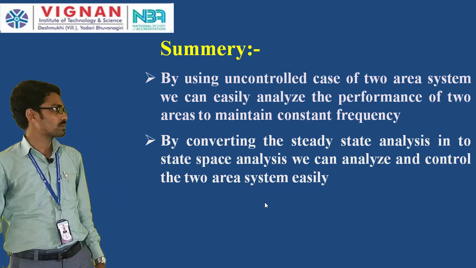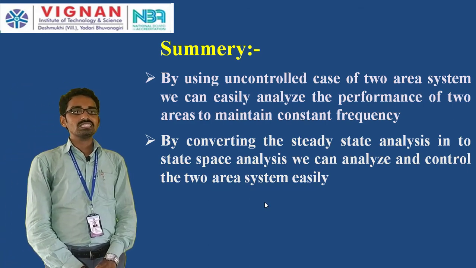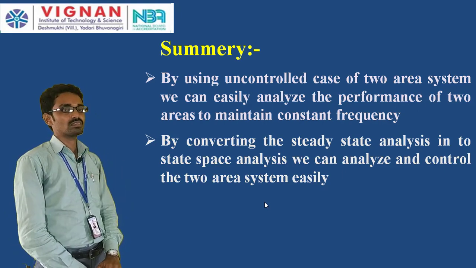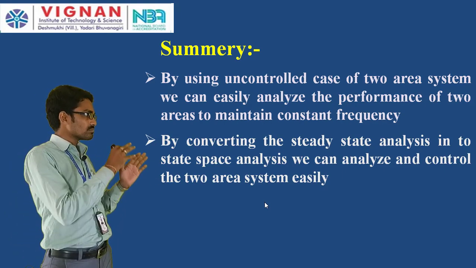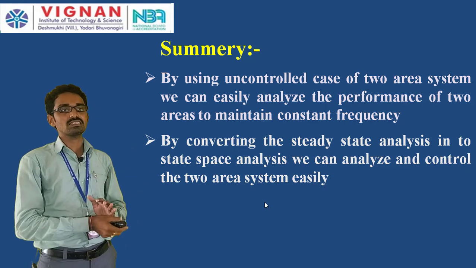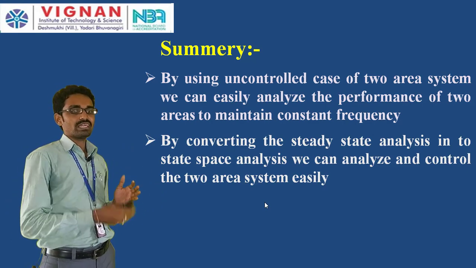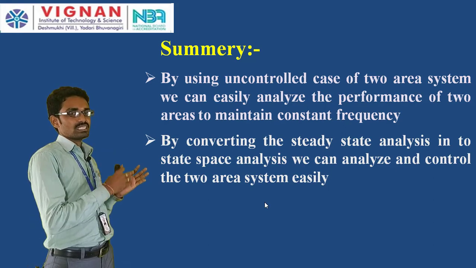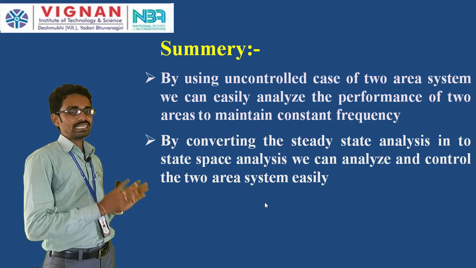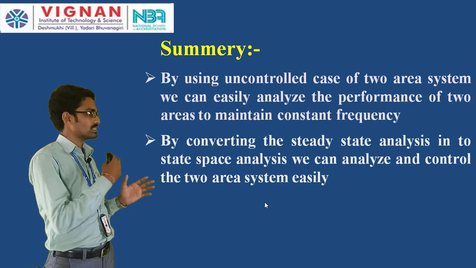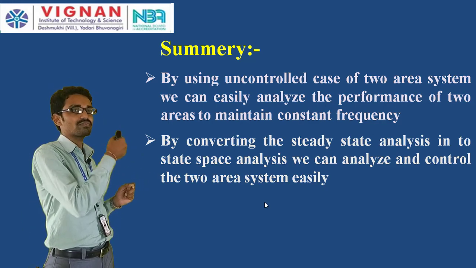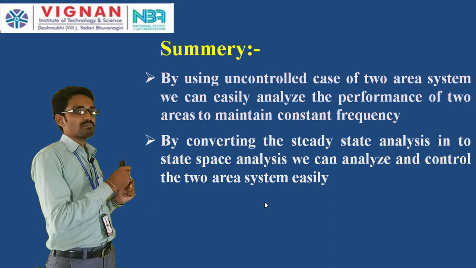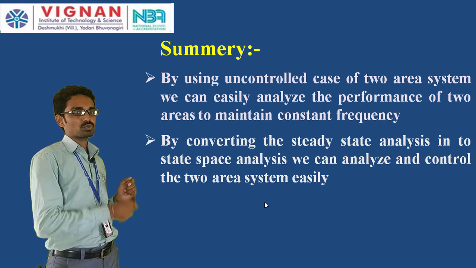If you see the summary of this lecture, by using the control case we can easily analyze the performance of two area systems, and we are converting steady state analysis into state space analysis. We can analyze and control the two area system by converting to the state space model, because we have control vectors. If you change the control vector values, then your output is going to change. So that is the main controlling requirement of the two area system.